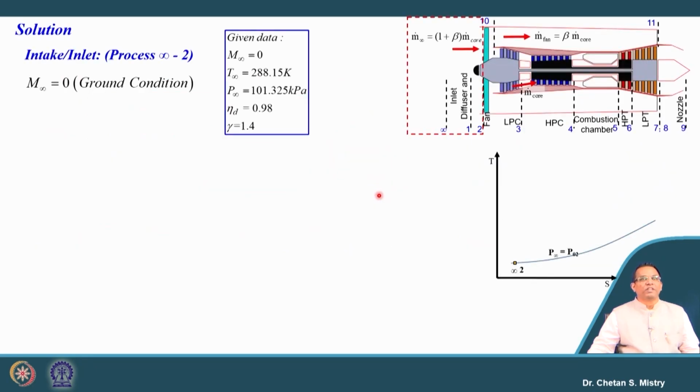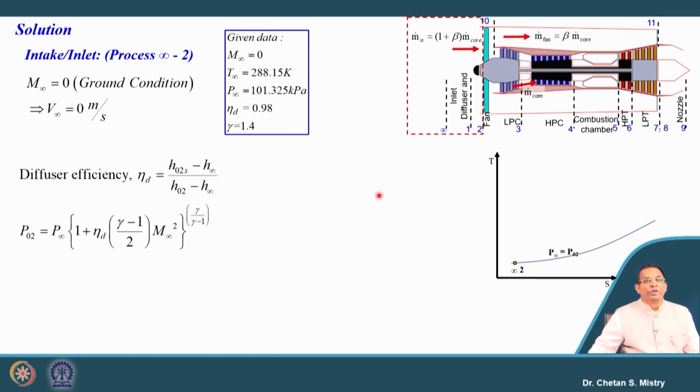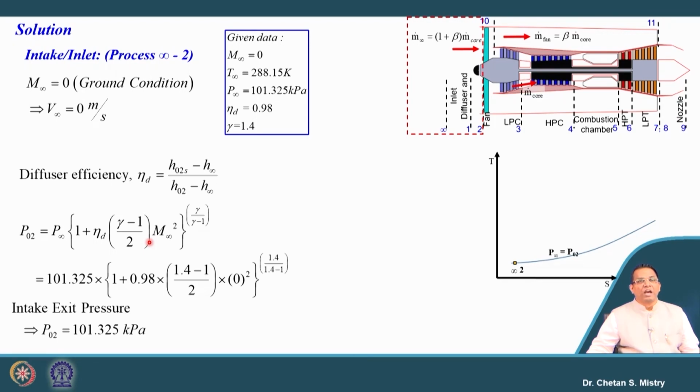So, let us start with the first component. Our first component is the intake, or say inlet. Since it is a ground condition, my M infinity will be 0, so V infinity also will be 0. We will do the calculation for the exit total pressure, which is a function of Mach number and diffuser efficiency. Since my Mach number is 0, our exit pressure will be 101.325 kilopascal.